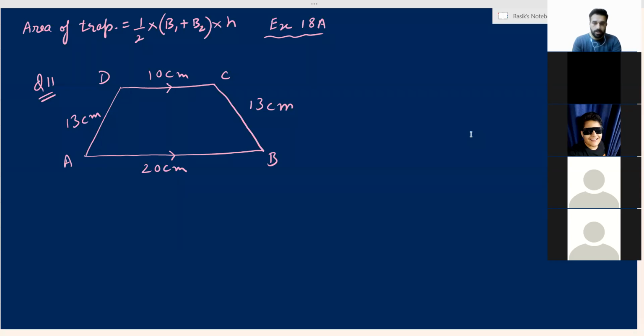If we don't have the height, we cannot find the area. So what to do to find the height of the trapezium? Please keep your cameras on.